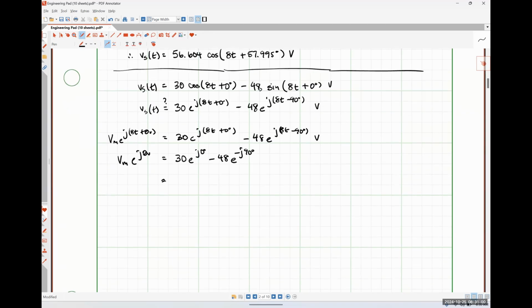Well, our calculators can't handle exponential form complex numbers, but they can handle polar form complex numbers. So I might call this 30 angle 0 degrees minus 48 angle negative 90 degrees. And that's something that we can literally just put in our calculator. So I want you guys to please put that into your calculator and tell me what you get. And I would like the answer in both rectangular form and polar form, please.